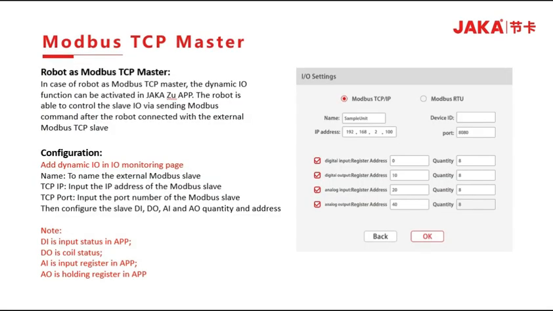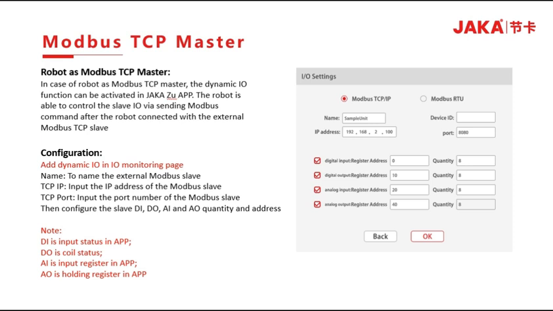Now let's see the robot as a Modbus master. In case of the robot Modbus as TCP master, the dynamic I/O function can be activated in the Jaka Zu app. The robot is able to control the slave I/O via sending a Modbus command after the robot is connected with the external Modbus TCP slave.